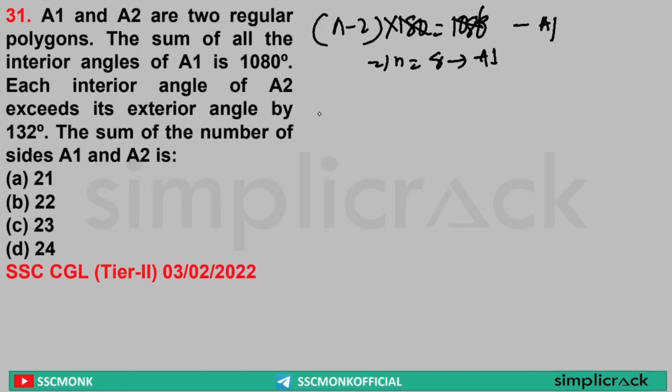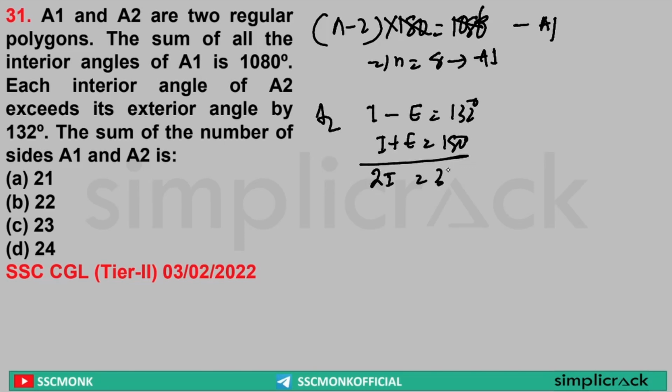Okay, now in A2 it is saying each interior angle exceeds exterior angle by 132 degree. Now interior angle plus exterior angle is equal to 180 degree. So 2 interior angle is equal to 312 degree. Interior angle is equal to 156 degree. Exterior angle is equal to 24 degree.